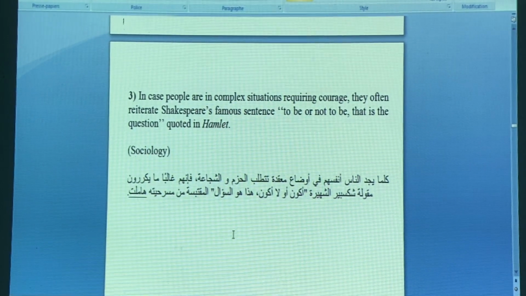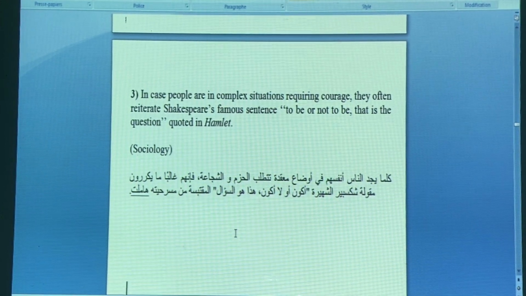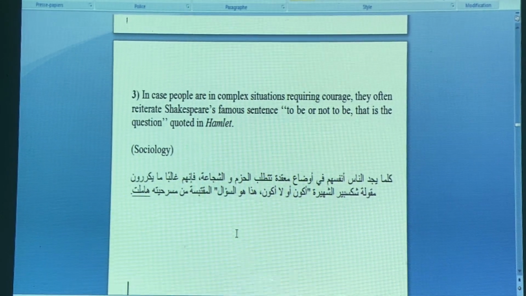Here in Arabic, in English we have only courage. Arabic is a language where you can use synonyms, الحزم والشجاعة.